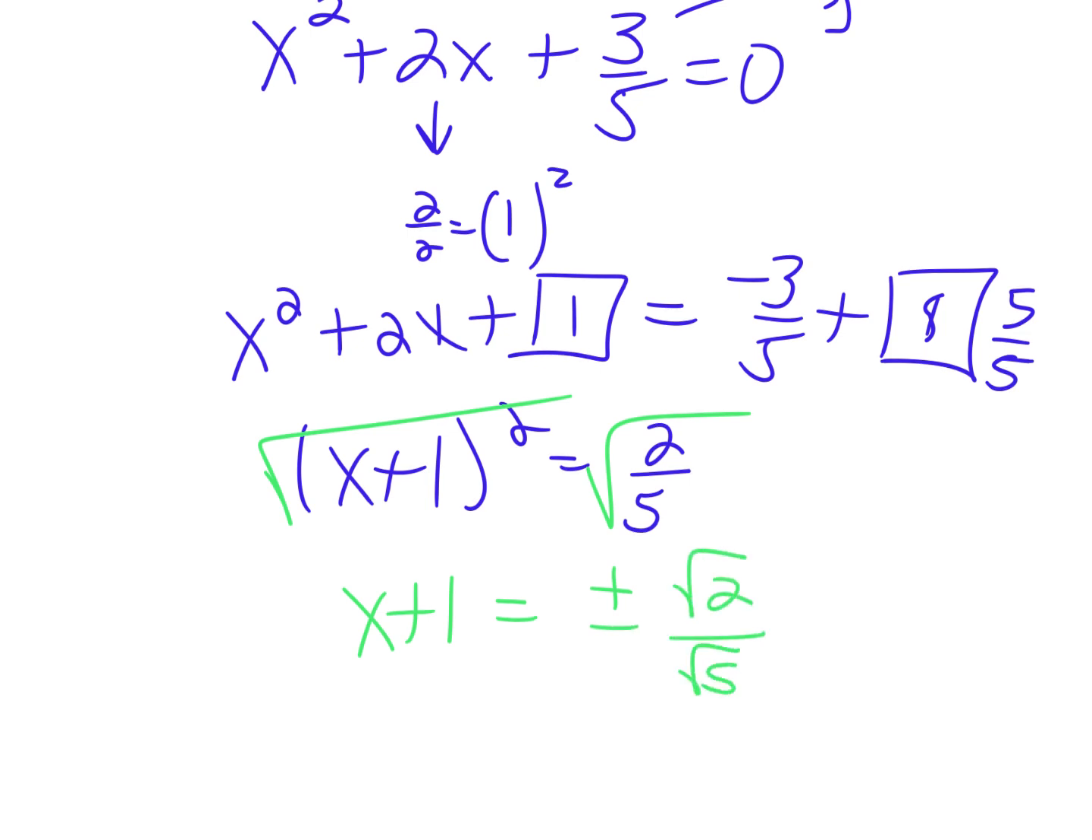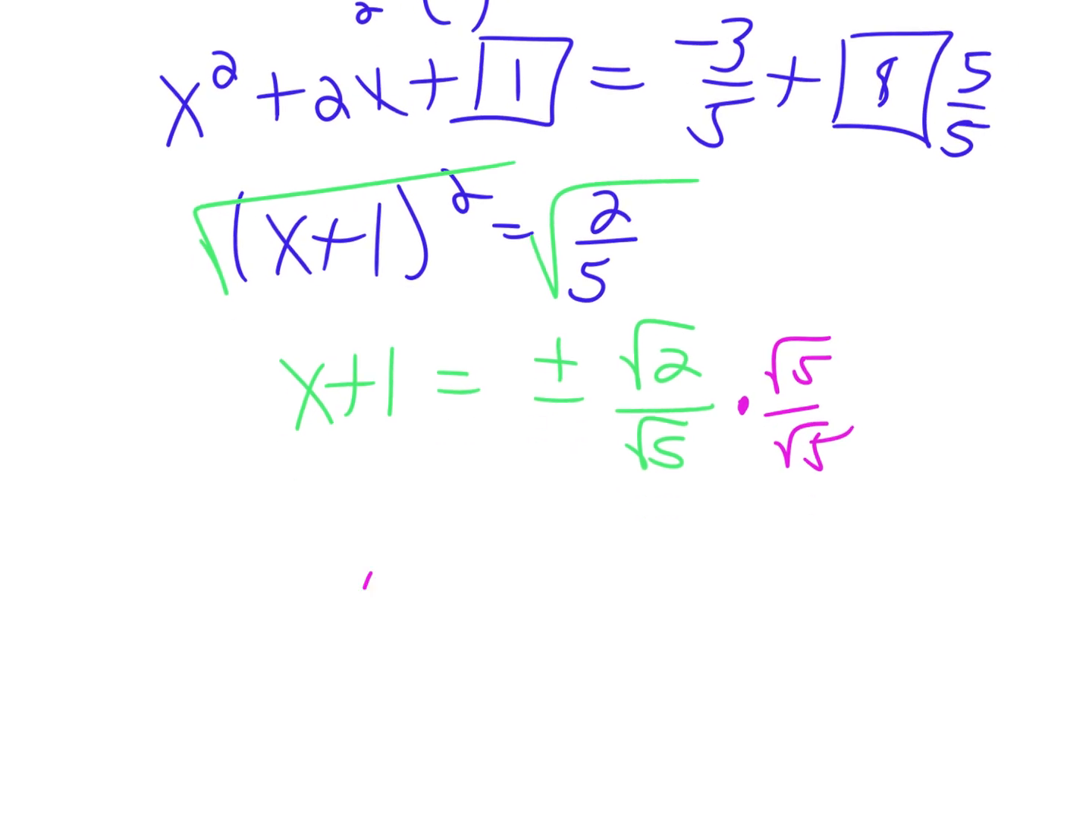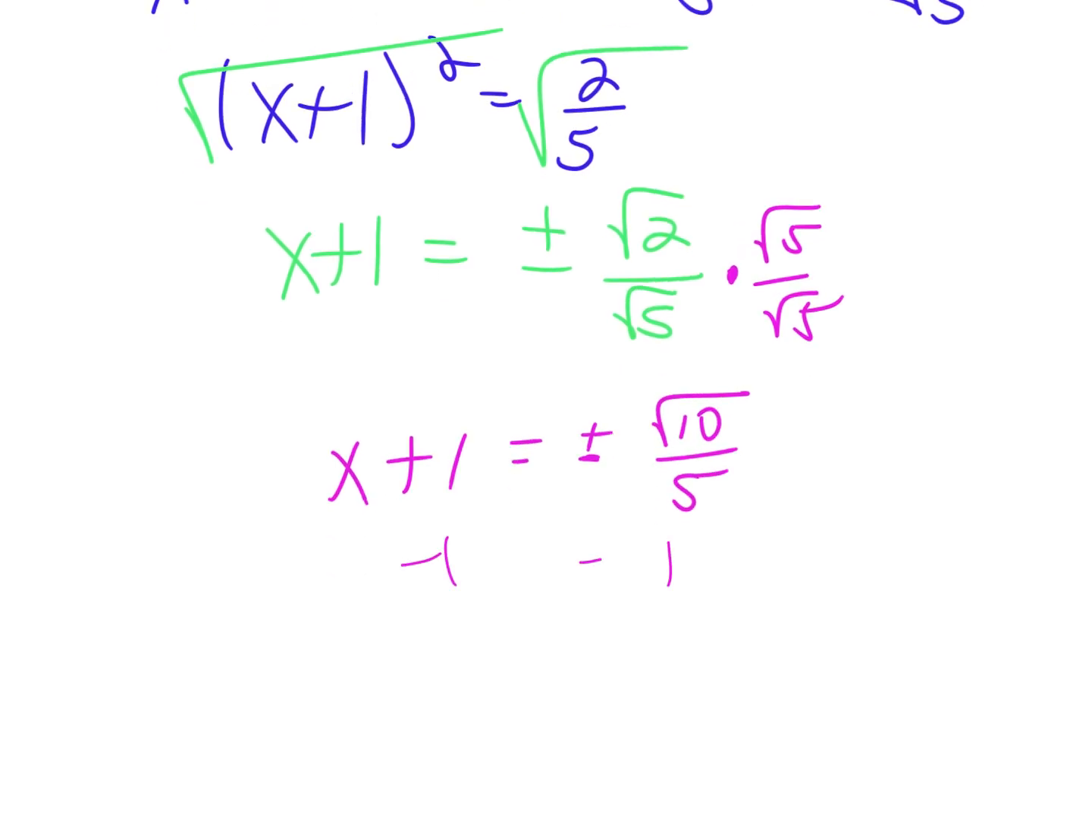So same thing is going to happen here that did in the last one, guys. Your denominator is not a perfect square, which means you have to rationalize. You cannot leave a radical in the denominator. So square root top and bottom. X plus 1 equals plus or minus the square root of 10 over 5. And then we're going to subtract 1. So x equals -1 plus or minus the square root of 10 over 5.